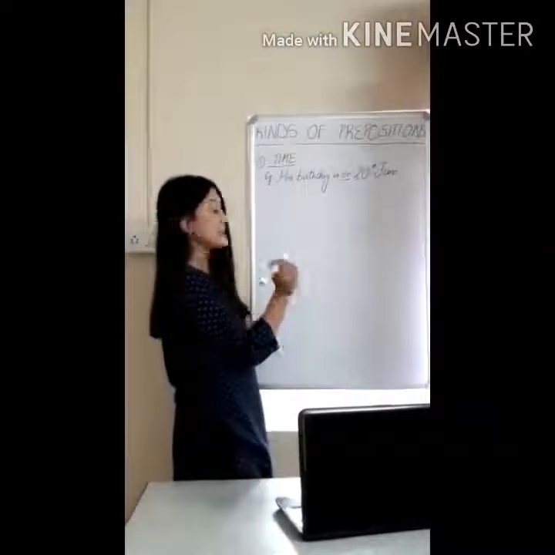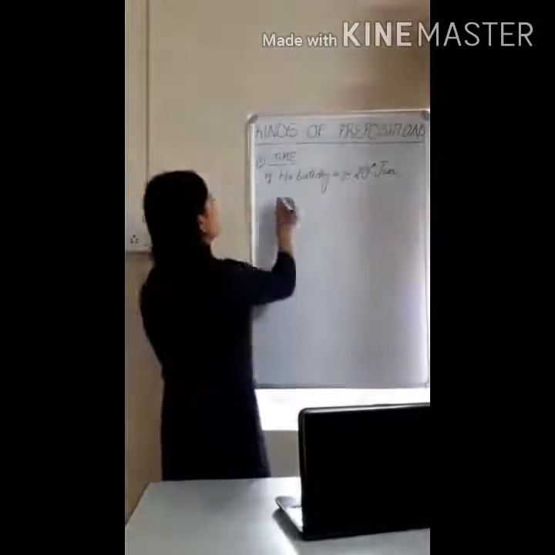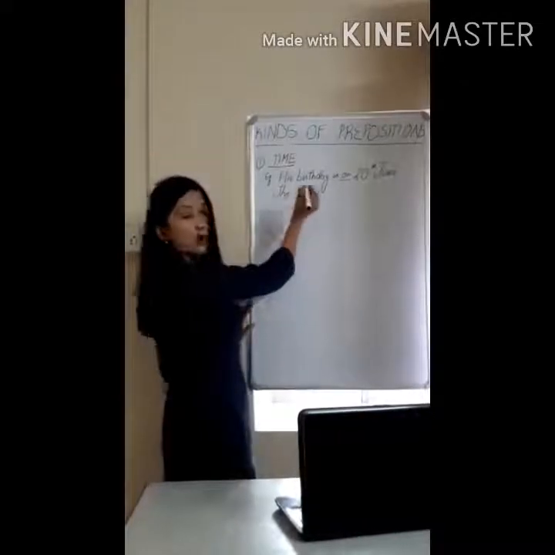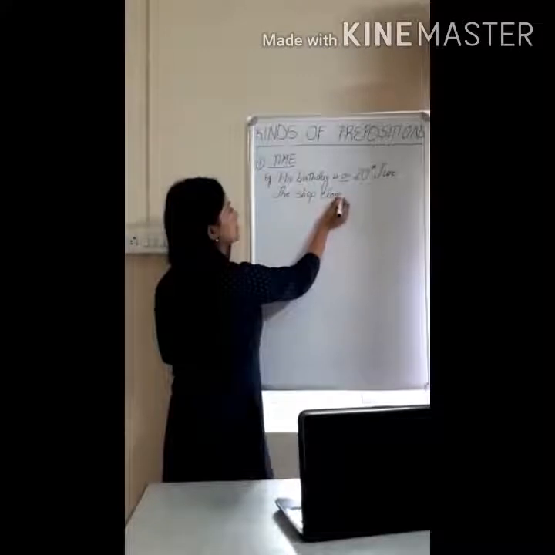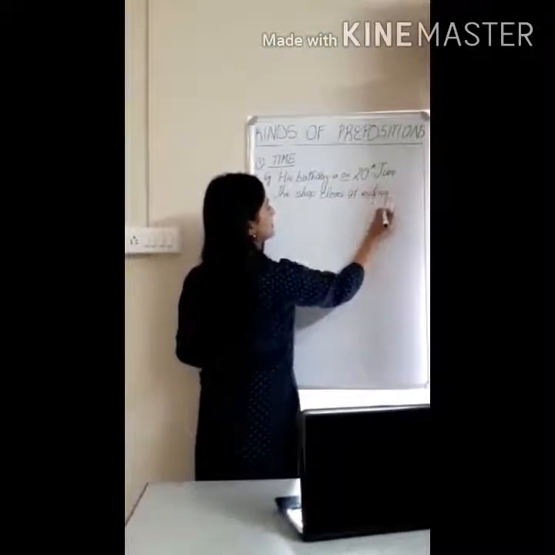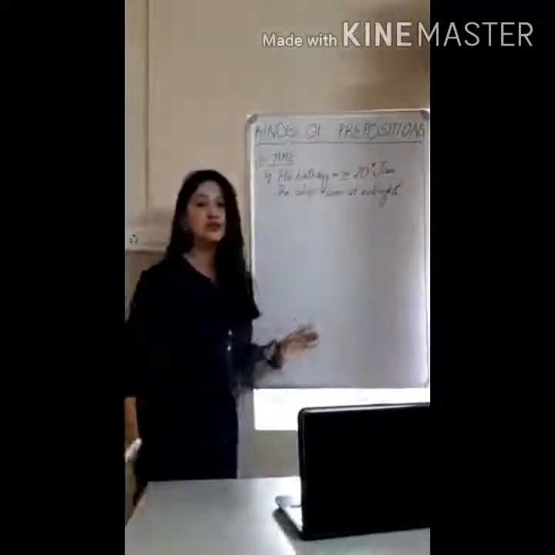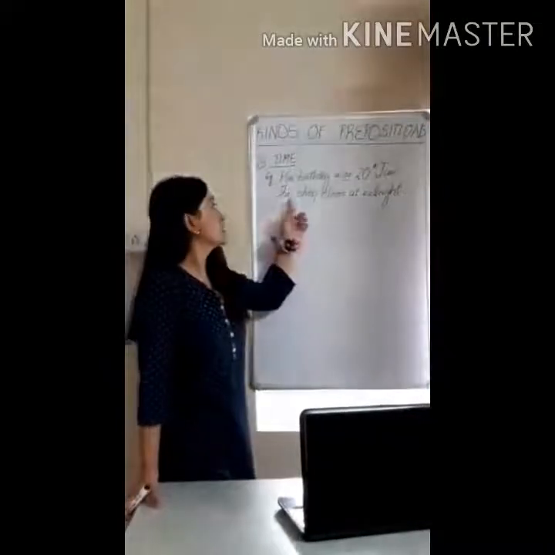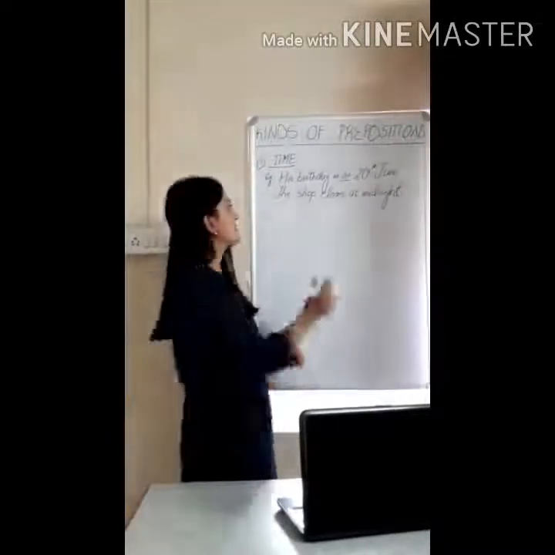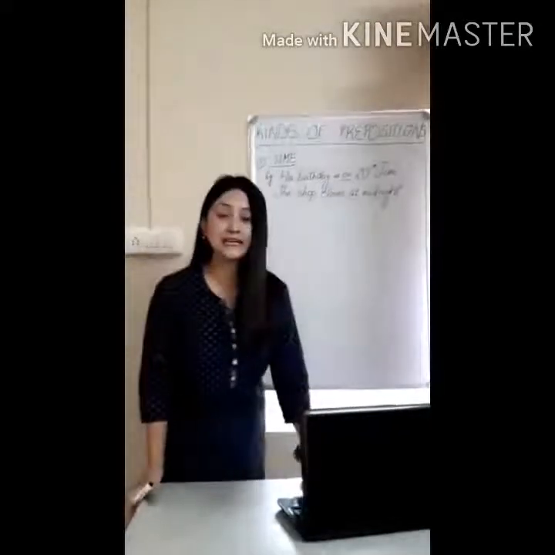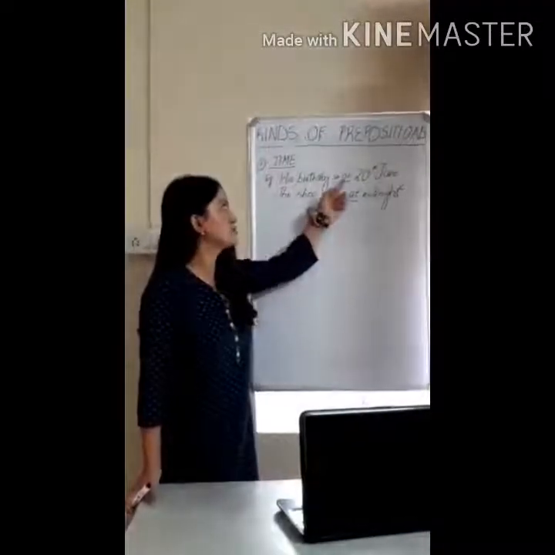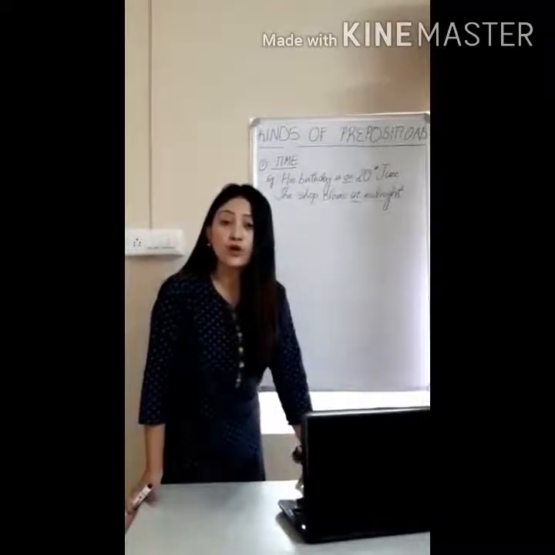Let me give you another example to clarify preposition of time. Example number 2. The shop closes at midnight. So look at the second example given here on the board. The shop closes at midnight. So when does the shop close? It gets closed at midnight. So whenever you get any hint of time, that can be taken as a preposition of time. So here in these two examples, on and at are prepositions of time.